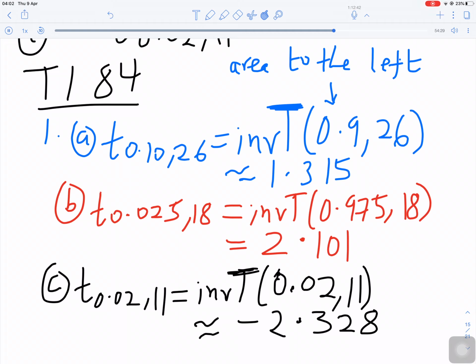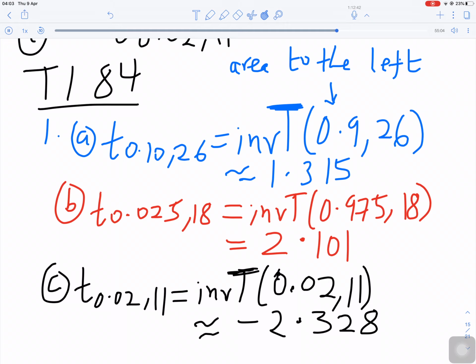So if we have area to the right to be 0.1, then the area to the left will be 0.9. Degree of freedom 26. To 3 decimal places, our calculator result is 1.315. That is for A. Similarly for B, we have area to the right being 0.025 and a degree of freedom of 18. So the inv t function takes area to the left. So area to the left will be 0.975, degree of freedom of 18, and our result becomes 2.101.